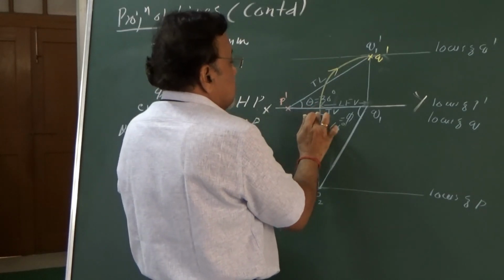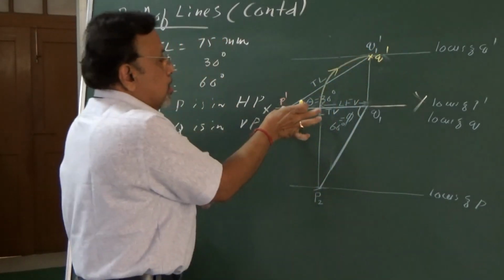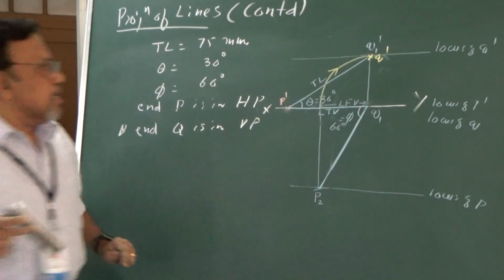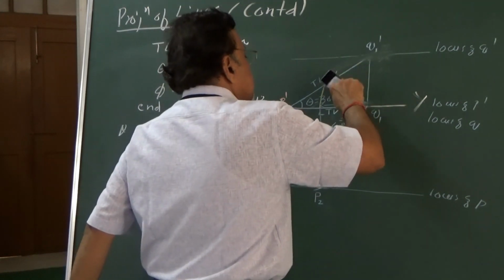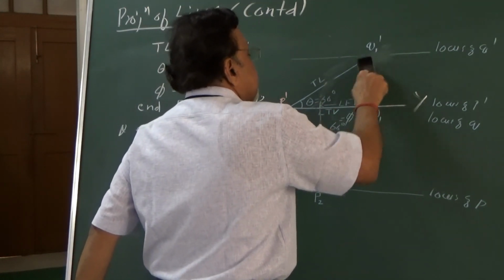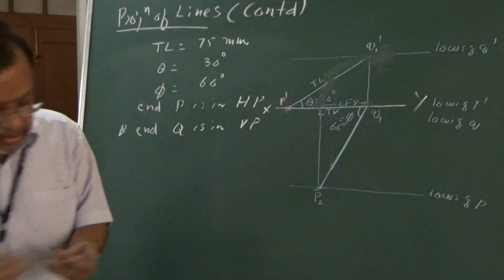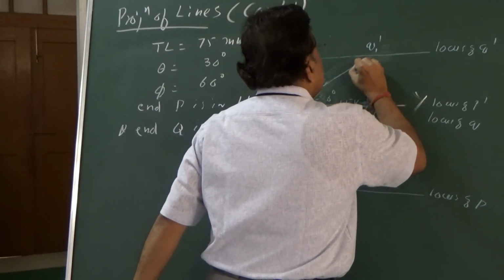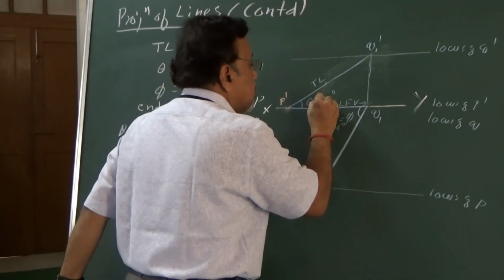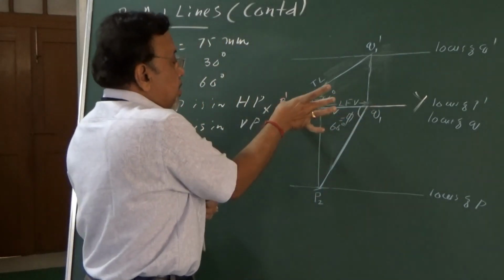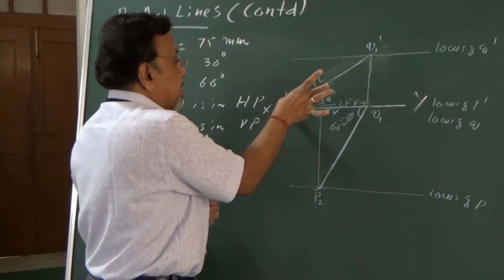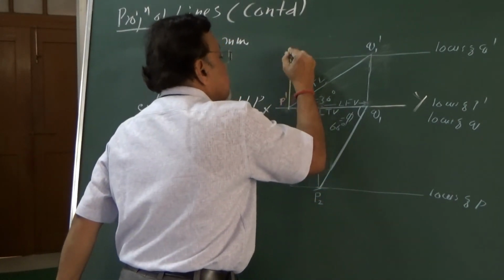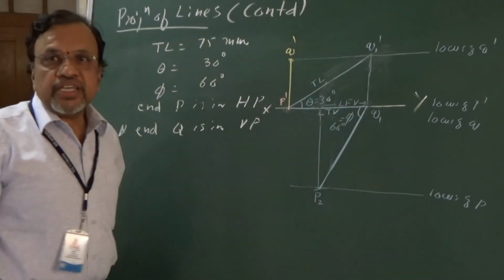You can do it either way, but I think we will do it here itself. Why unnecessarily get confused? Let me not draw here. Okay, now with P as center and LFV as radius, draw an arc. If I draw the arc, I should get here itself. So this is Q dash.